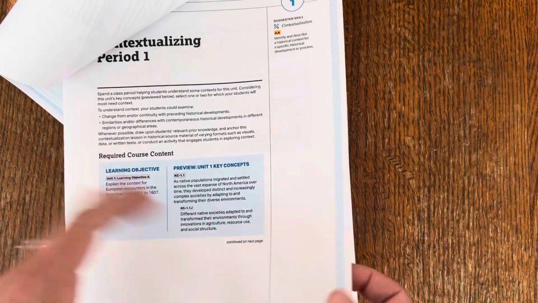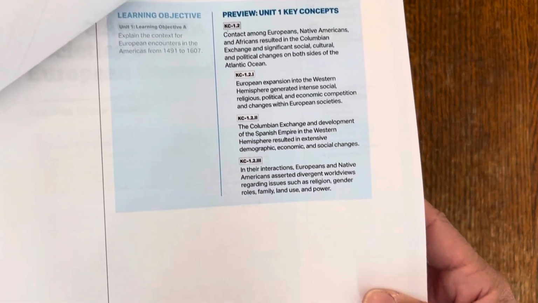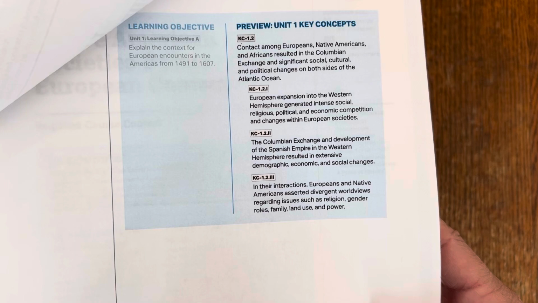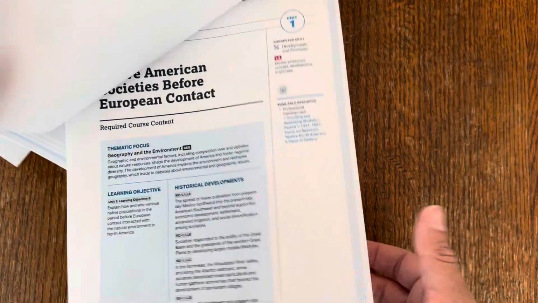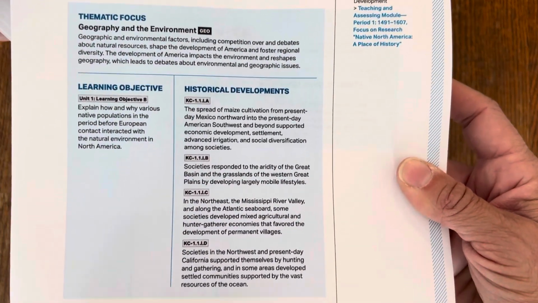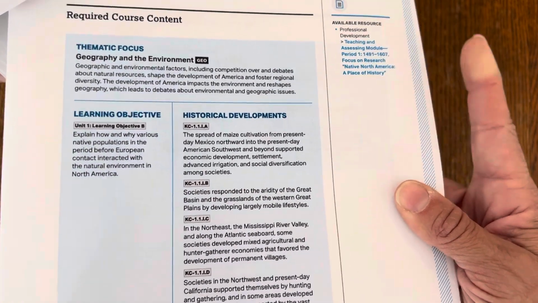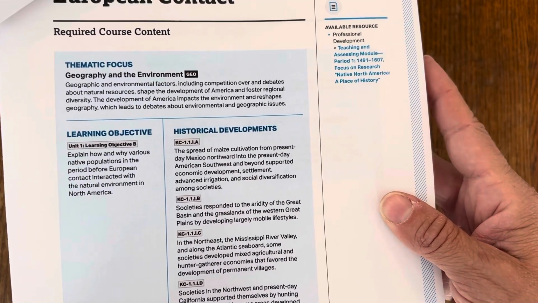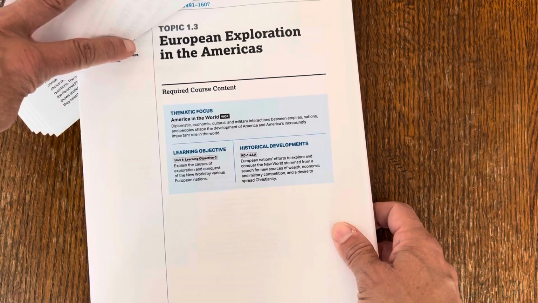And so the guides tell you what you have to teach, but they don't tell you how you have to teach it. That's the difference between the unit guides versus the syllabus. Key concepts, learning objective. And here is thematic focus, historical developments, available resources here. That would be in the AP Classroom on College Board's website. And then we're here on 1.3.